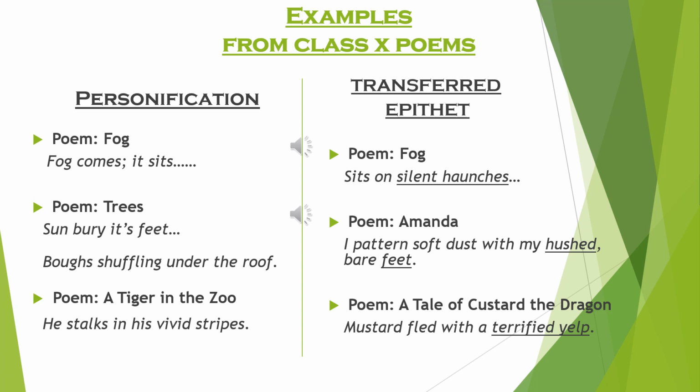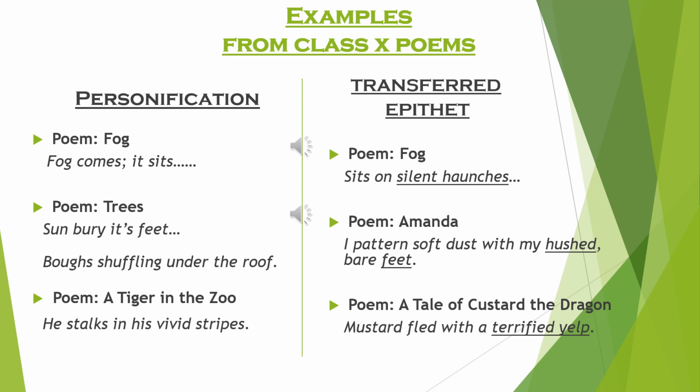Next example is from the poem Trees. Sun bury its feet. Now, sun is not a human being. It does not have any feet. But still, we have given it human-like qualities. So, the sun is being personified here. Another example, boughs shuffling under the roof. Boughs means the branches, and the branches are shuffling. So again, we have given it human-like qualities. Branches are doing some kind of action. So again, it is an example of personification.